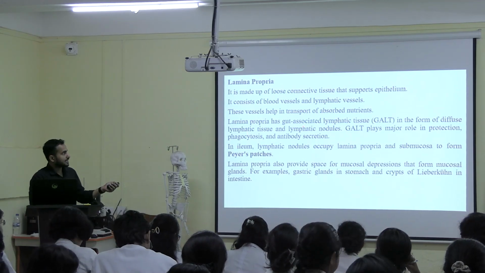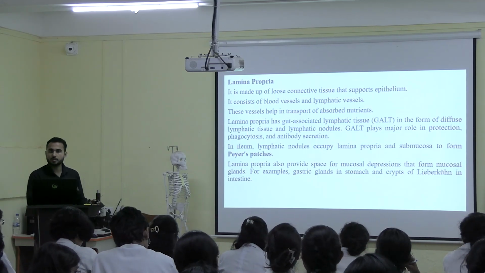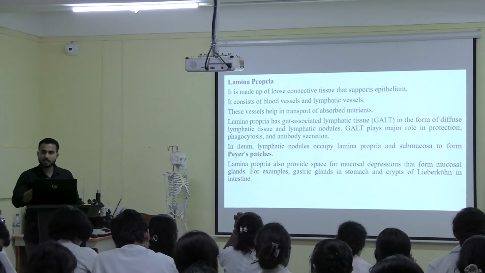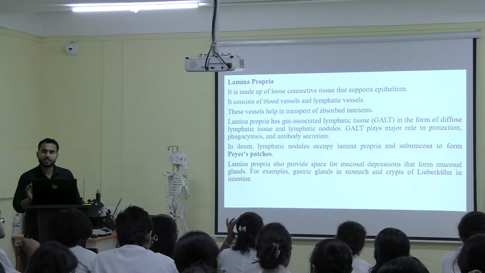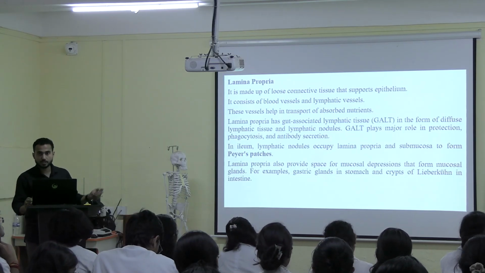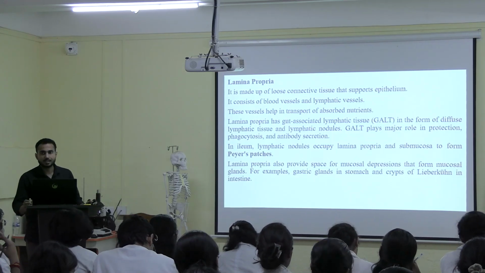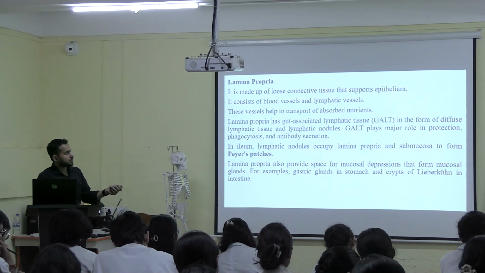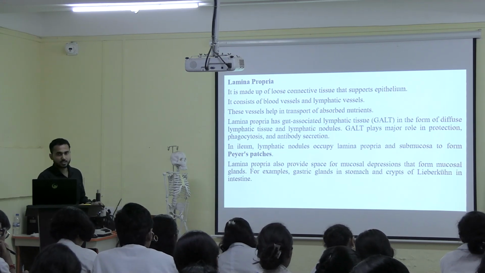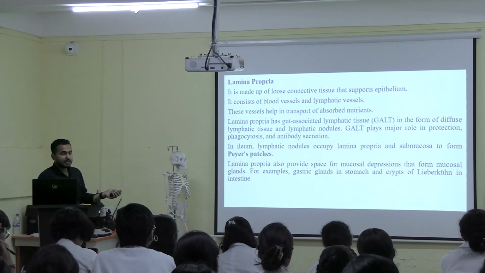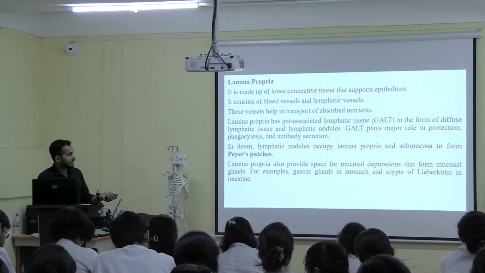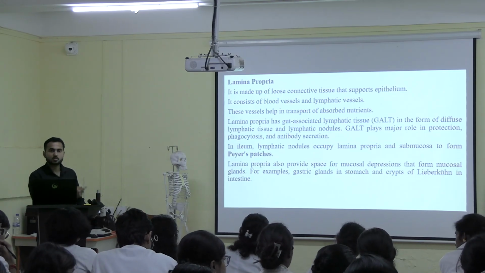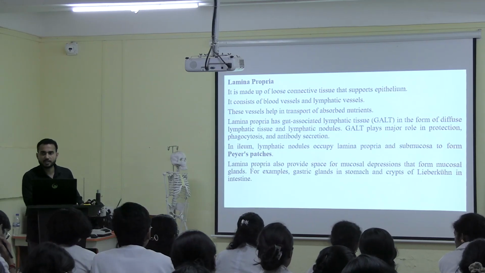Next, the lamina propria is associated with GALT. Do you remember that in the trachea and bronchus we studied bronchus-associated lymphoid tissue? Similar aggregations of lymphatic follicles and lymphatic tissue are present in the lamina propria of the GIT, and that is called GALT, gut-associated lymphoid tissue. What will be the role? The major role is protection, phagocytosis, antibody secretion, etc. Next, in the ileum, the lymphatic nodules occupy the lamina propria to a larger extent, and these are called Peyer's patches. They can also be seen easily under a compound microscope.